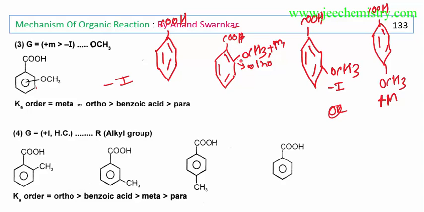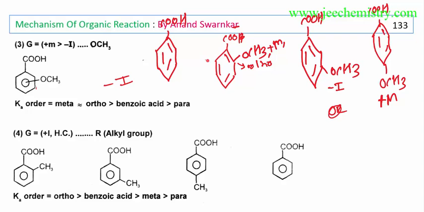But according to the ortho effect, whatever the group is, this will be more acidic than the other compounds. So the plus M effect and minus I effect we don't need to take care of. We only have to think that this is ortho substituted, which means it will be highly acidic. So this will be the higher acidic.